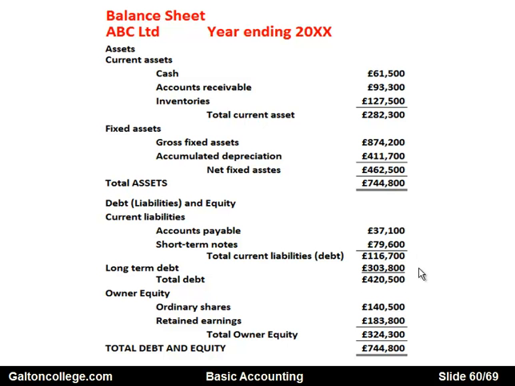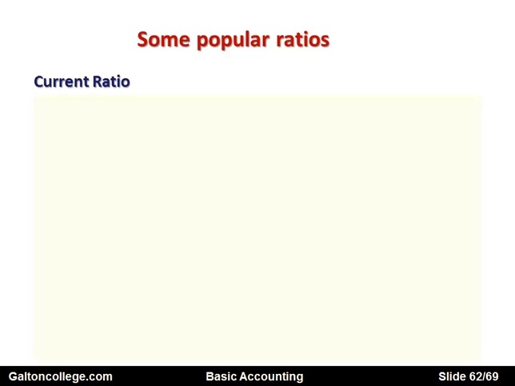Then we go to the long-term debt. Now this could be mortgages on the building, perhaps owed to the banks. They borrowed from the bank to buy the premises, let's say. So still remaining is £303,800. So if we add the 116,700 to the 303,800, we get 420,500 here.